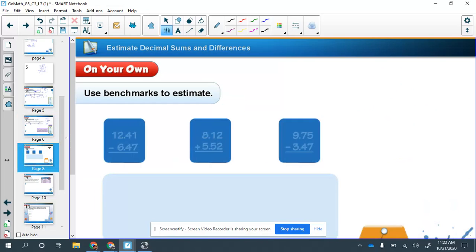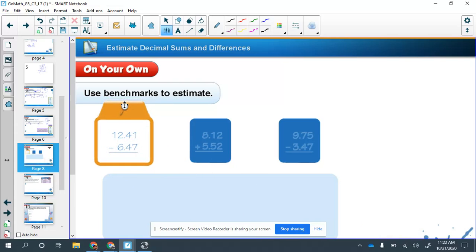Let's take a look at a couple of problems here. It says that they want us to use benchmarks to estimate, but let's start with this one. We're going to use estimating to do this one, right? So we're going to ignore those rules, and we're going to estimate using rounding. Each of these numbers has a 4 in the tenths place. That means that they're both going to round down. So I'm just going to cross out the decimal. 12 minus 6 is 6, right?